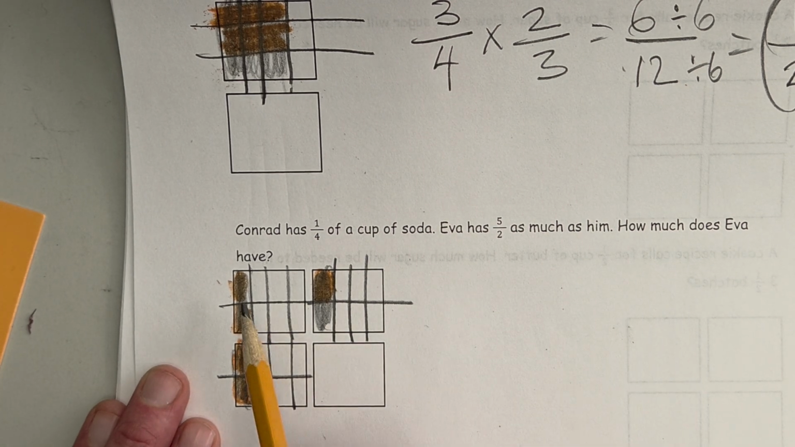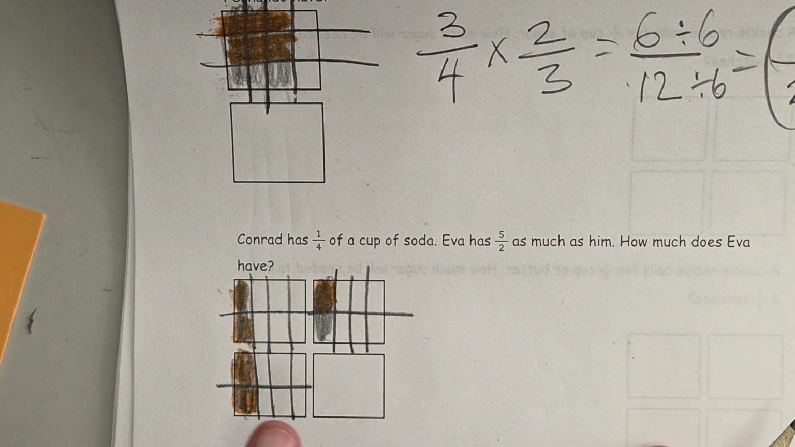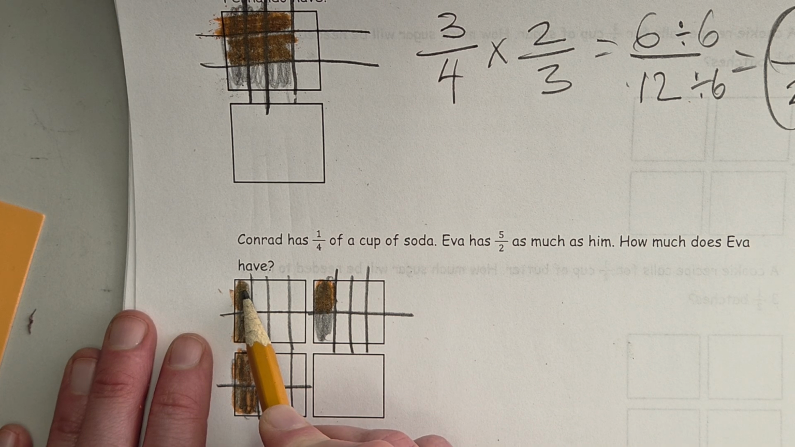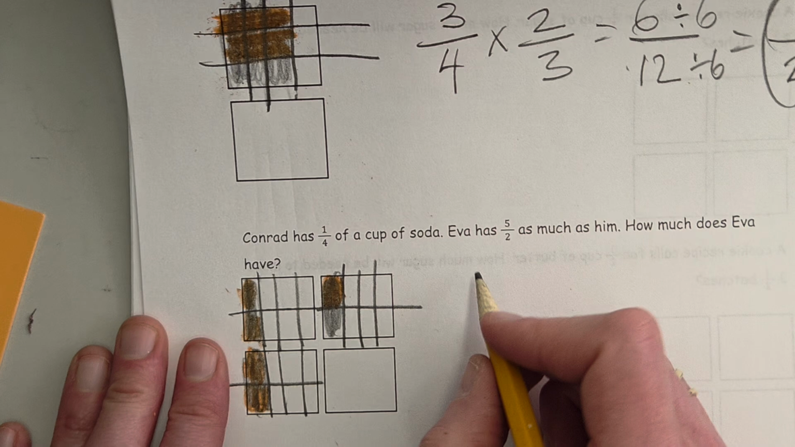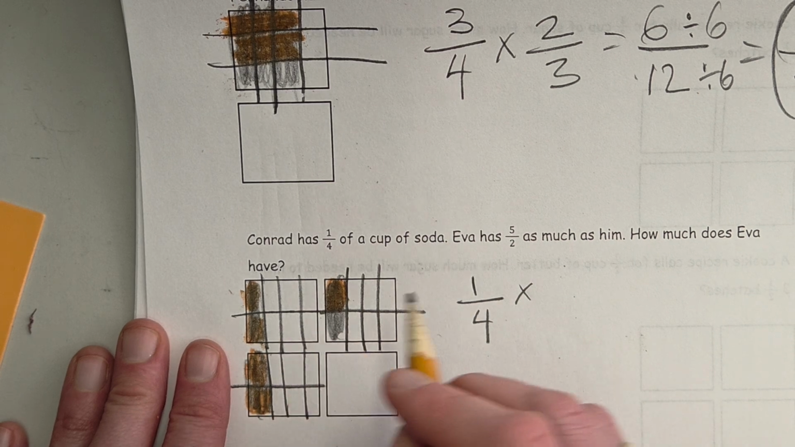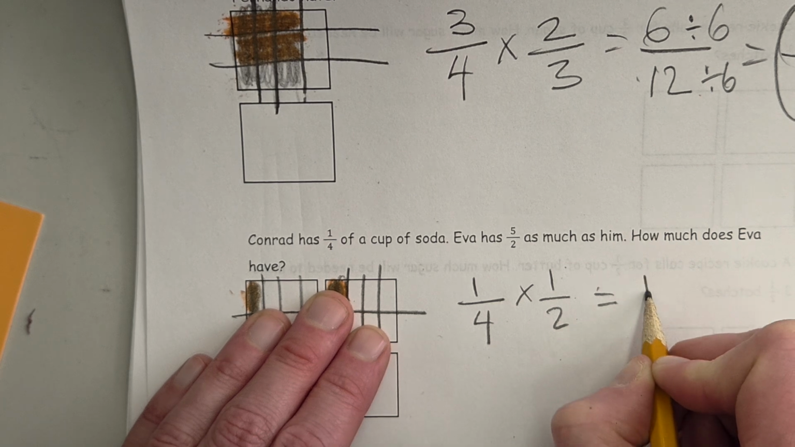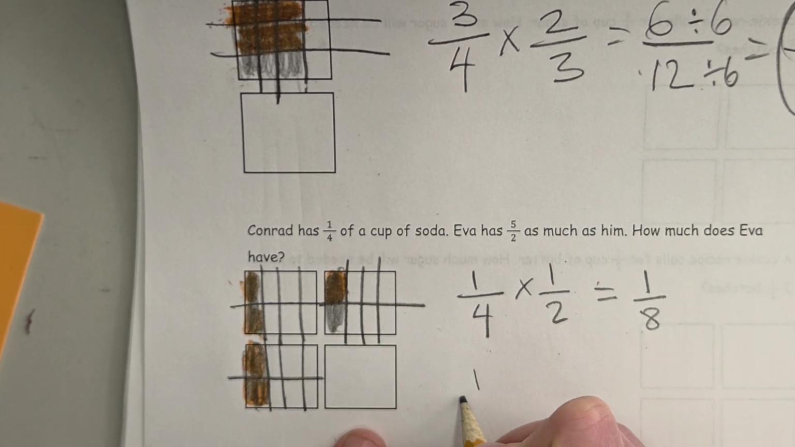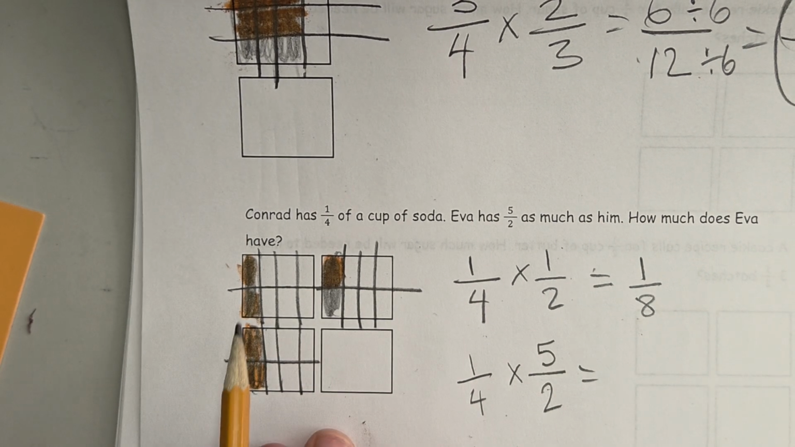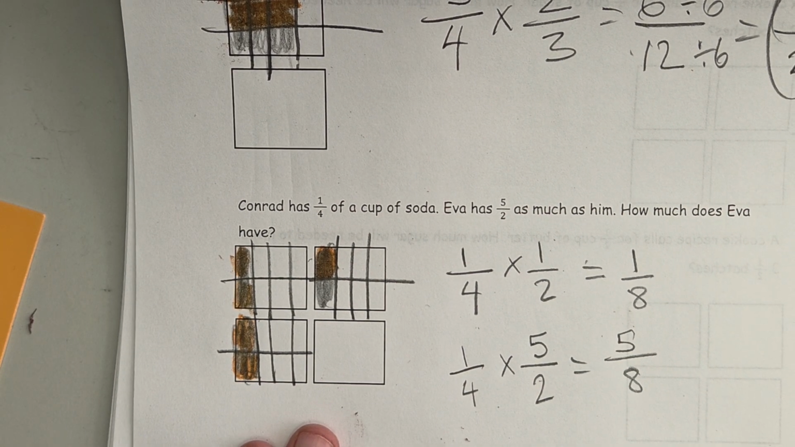5 halves. If we break a quarter into a half, we have 1/8, 2/8, 3/8. So if we say 1/4 times 1/2, that equals 1/8. If we say 1/4 times 5 halves, that gets us how many eighths? 1, 2, 3, 4, 5. 5 eighths. Okay.